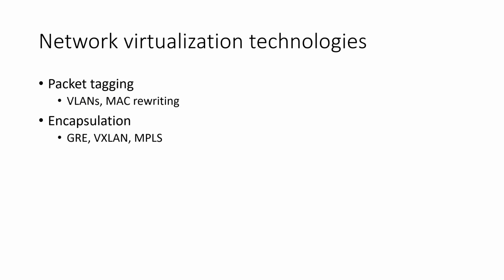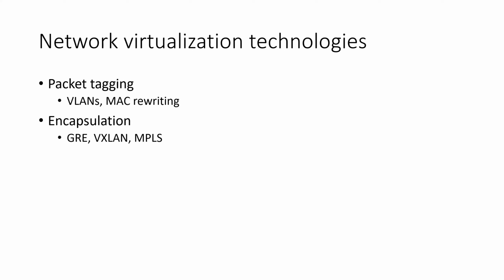So there are many network virtualization technologies. So we can use packet tagging, for example, the VLANs that I was just showing you. We can put tags inside MAC addresses. We can encapsulate packets, like we can create GRE tunnels, we can have MPLS tunnels. We're going to talk about VXLAN next. So there are many virtualization technologies for networks.